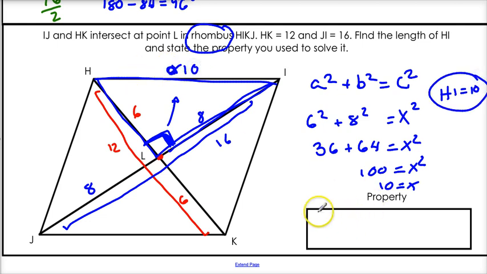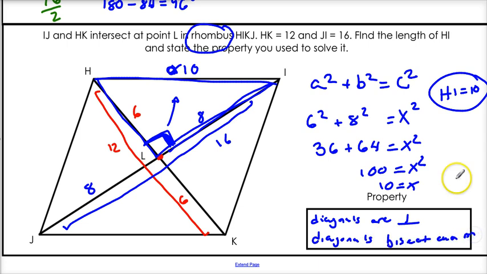The properties that we used: the first property used is that diagonals are perpendicular. And the second property we used is that diagonals bisect each other. And that's it for this lesson.